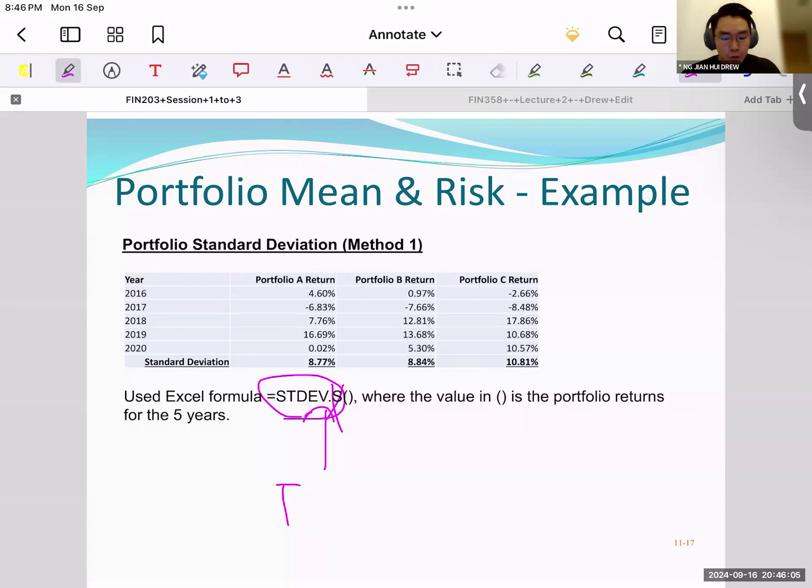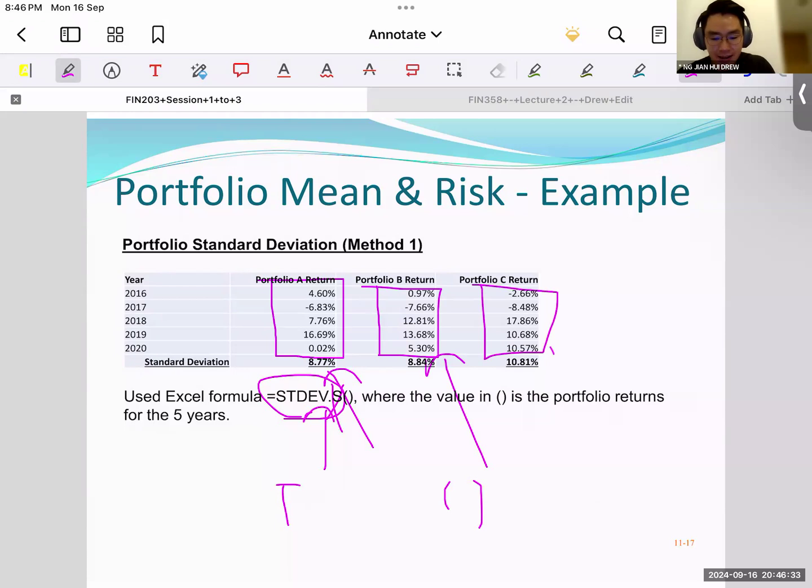So what do you do? You just use the Excel formula, standard deviation dot S, and you plug in all these figures here, right? All the returns for your portfolio. Let's say A for the 5 years, it will give you 8.77. You do the same for portfolio B, you plug in this for the 5 years, it will give you 8.84, and you plug in this, right?